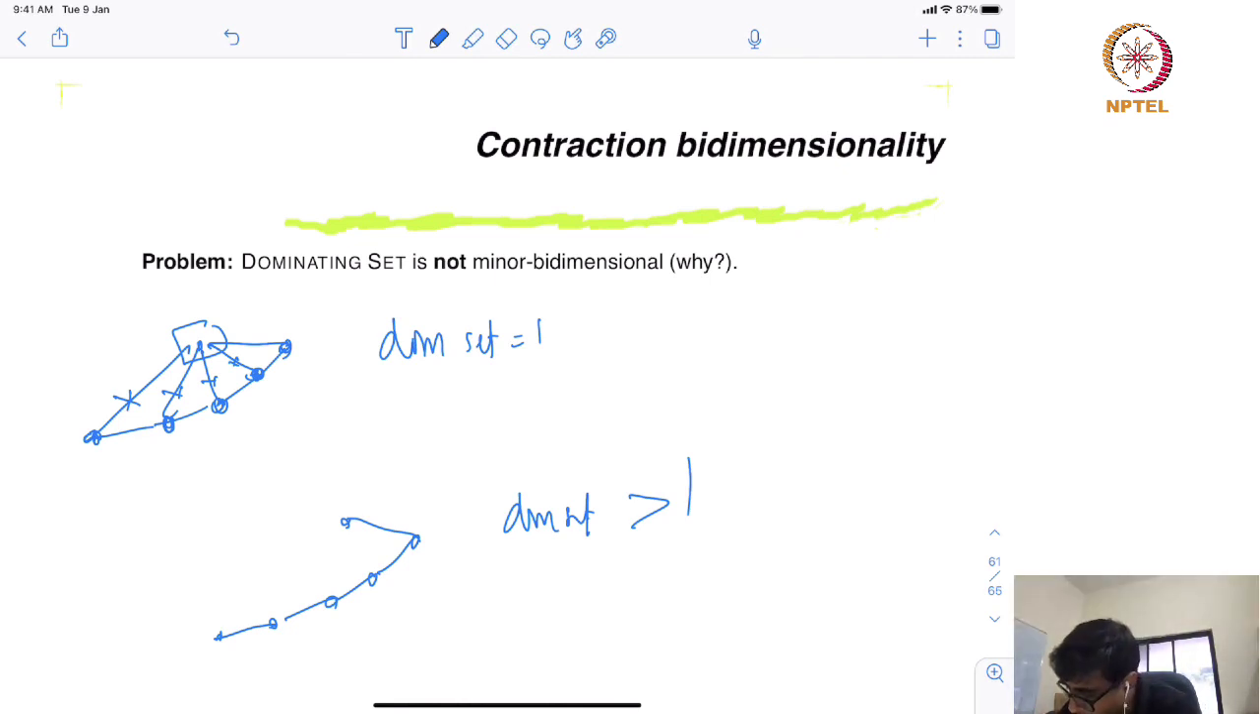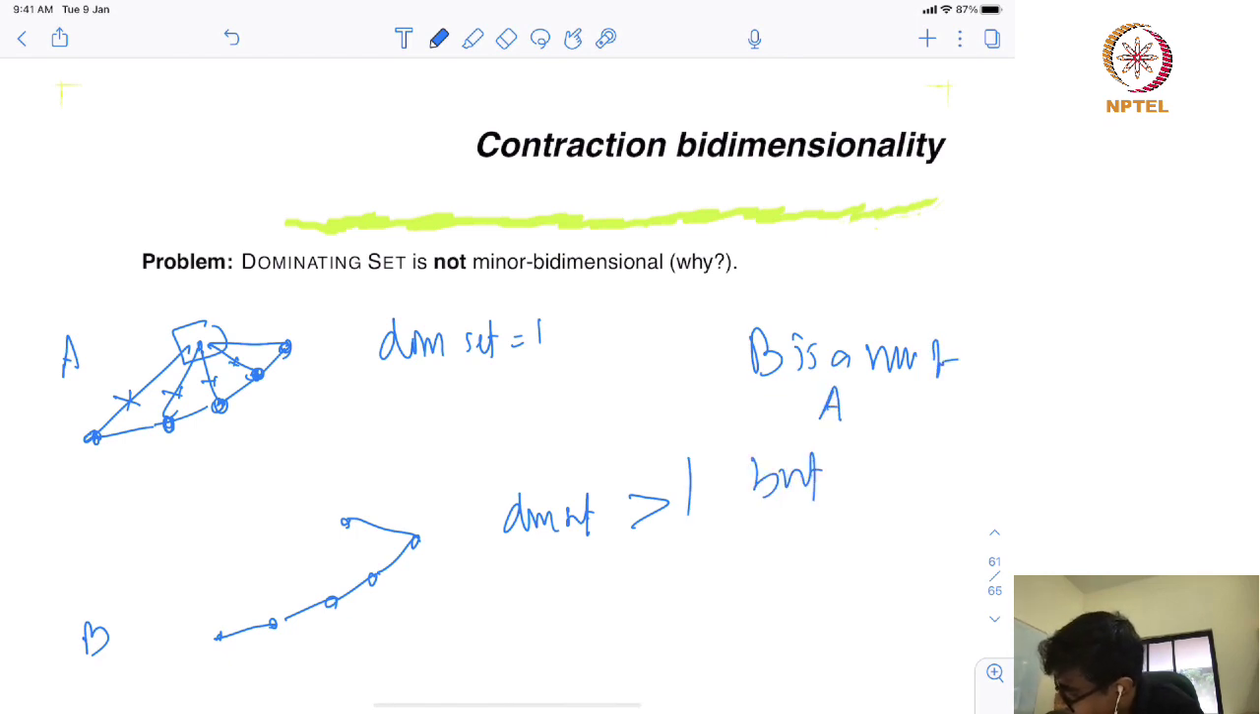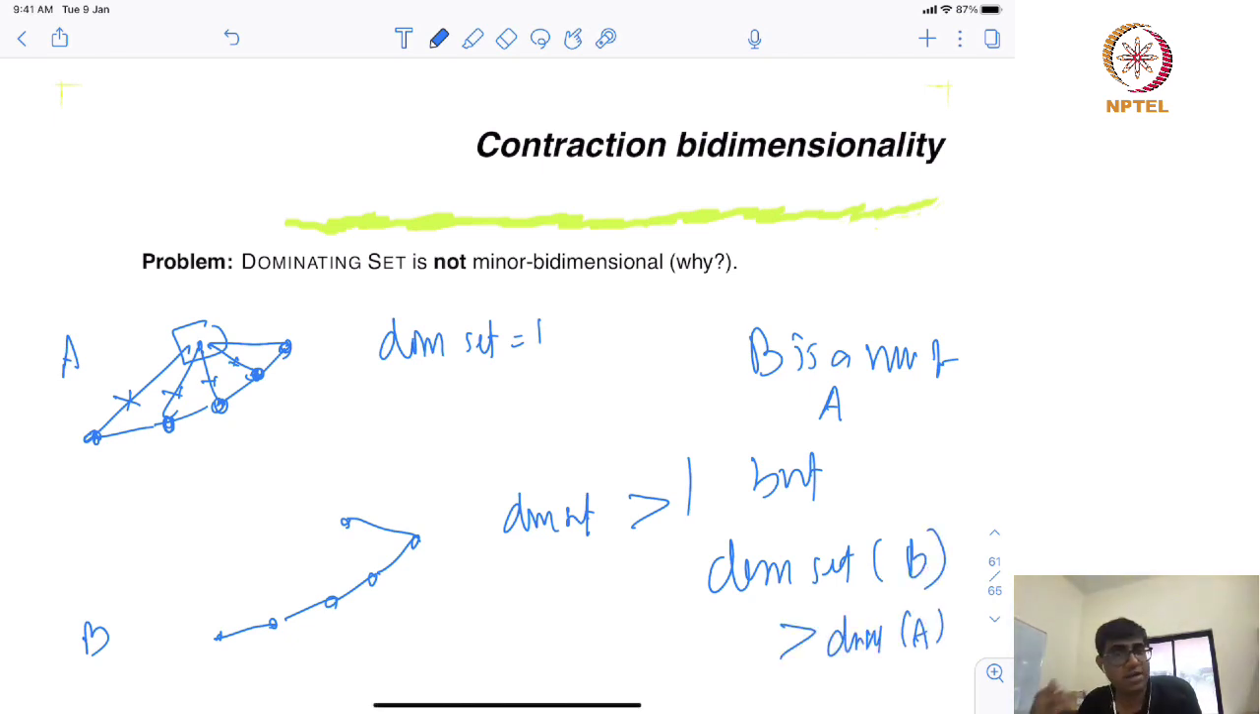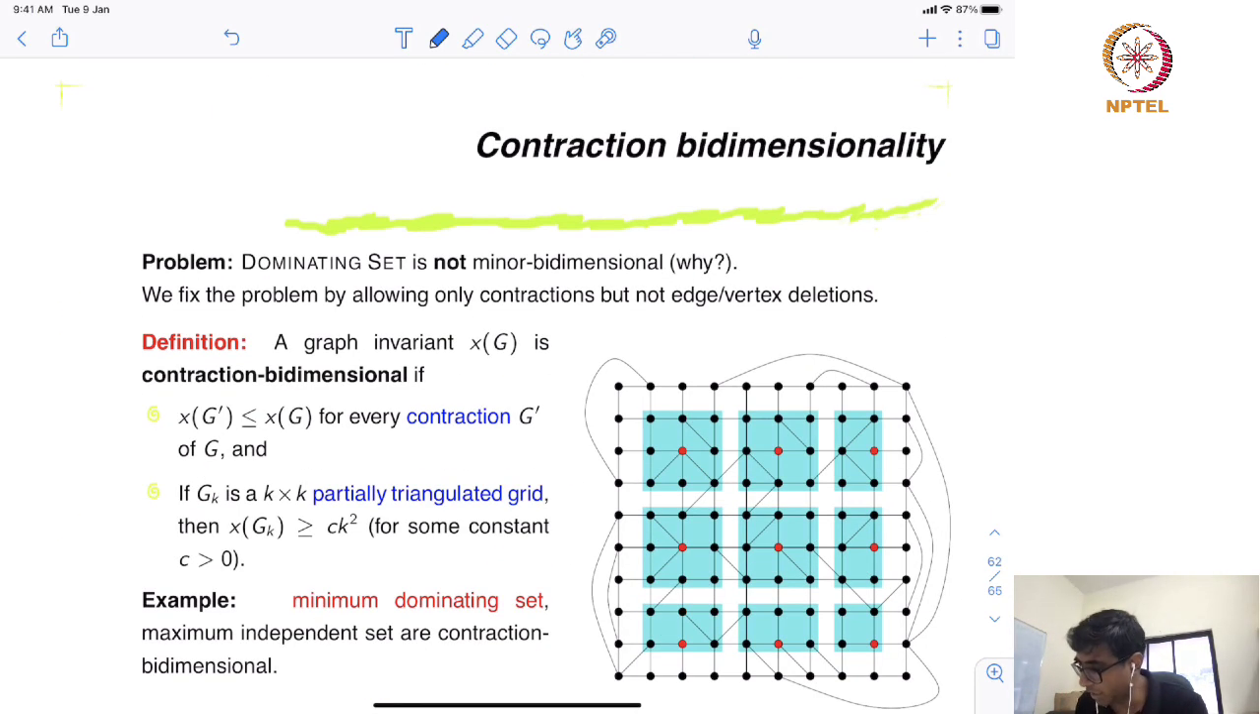So this is graph A, this is B. B is a minor of A, but the dominating set of B is strictly more than the dominating set of A. So dominating set is not minor bidimensional, right? Because when I take minors, the dominating set size can increase. Okay.